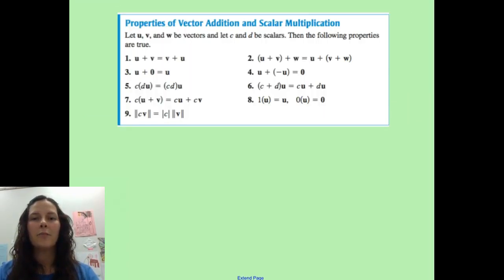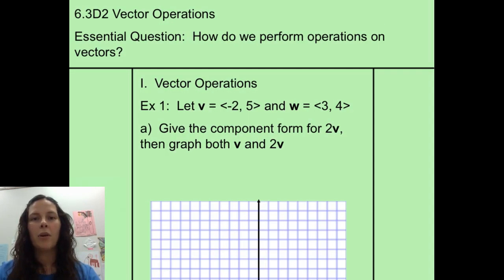This is just a list of some properties of vector addition and subtraction and scalar multiplication. They're pretty much the same as the properties of regular numbers, so I'm not going to spend too much time on these. Example 1, we'll perform some operations and find the component form and sketch our graph.